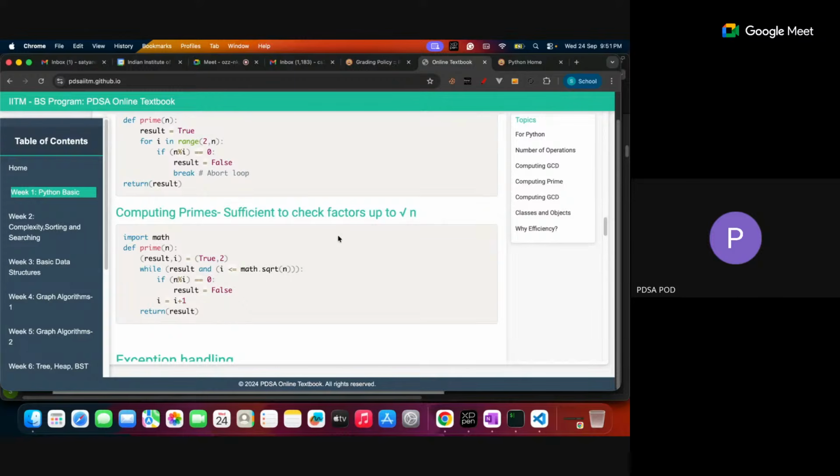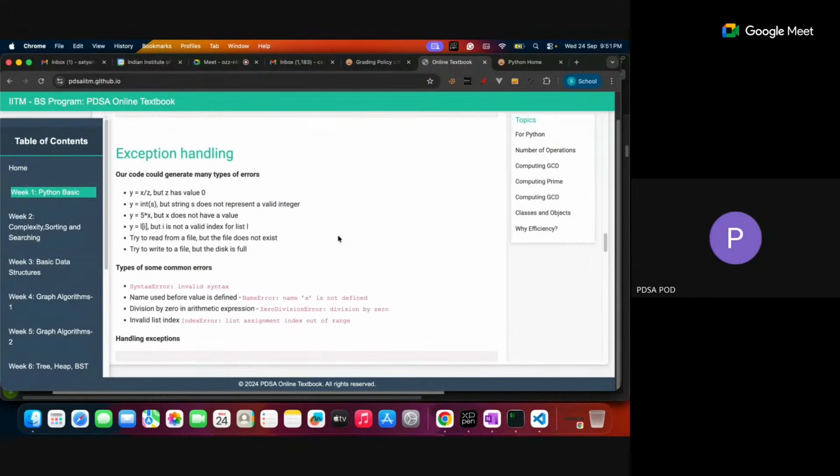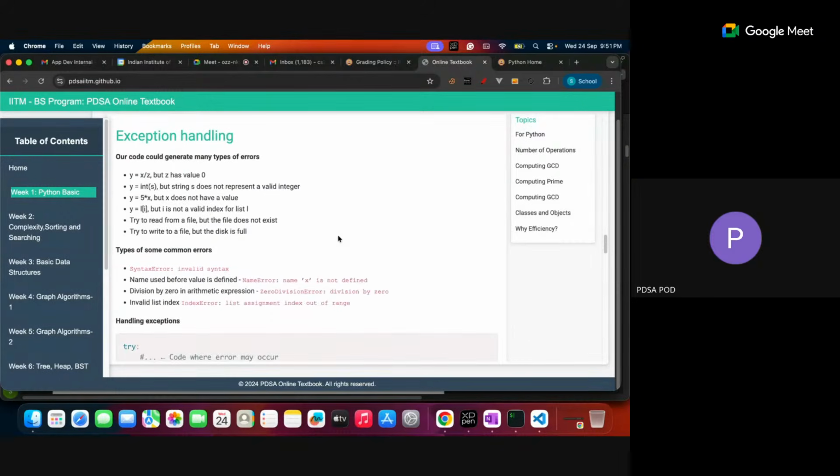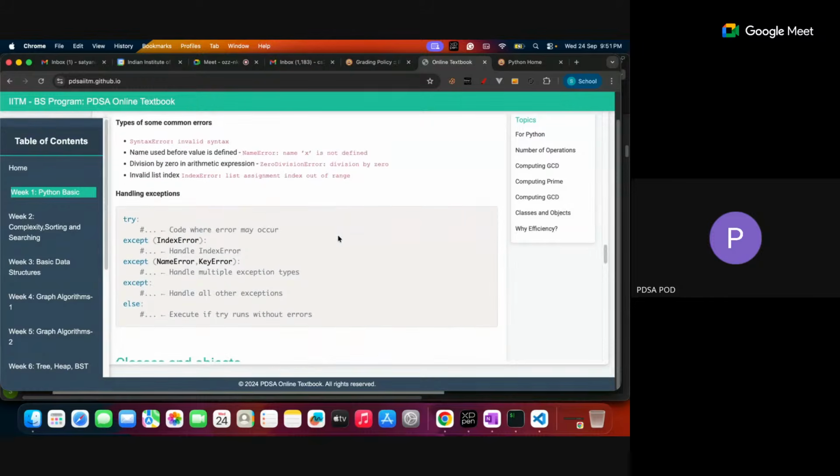Actually, this exception part is not very important, but anyway, syntactically they want to show you. See, how to handle exceptions in Python is very simple. There is a try block, and an except block. See here, this is one example. Actually, we don't use this exception much in the PDSA course, but anyway.